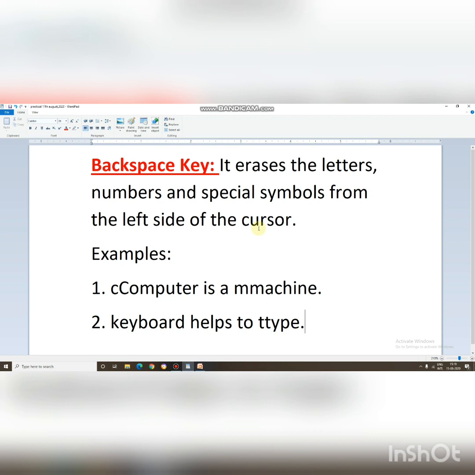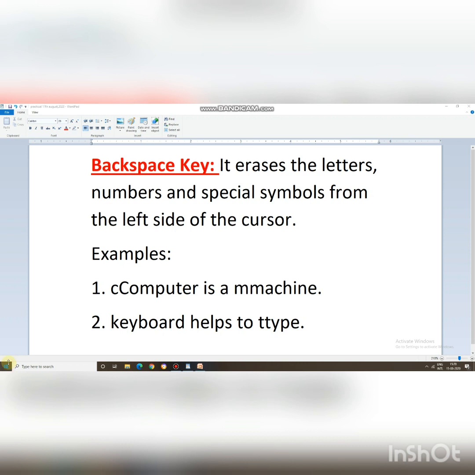Now everyone raise up your left hand. Now what is the left side? Left side means the position of the cursor, which you can see on the screen also, which is blinking. So whatever is the character, the symbol or the number on the left hand side, it will get erased from the left hand side only. So if we want to delete any number, special symbol or letter from the left hand side, which key will we use? We will use the backspace key.